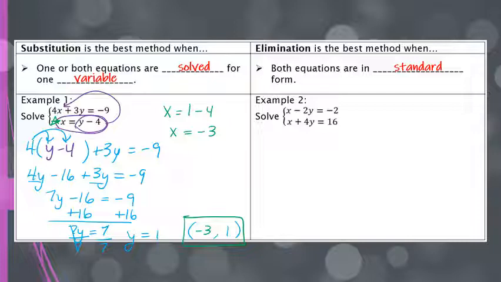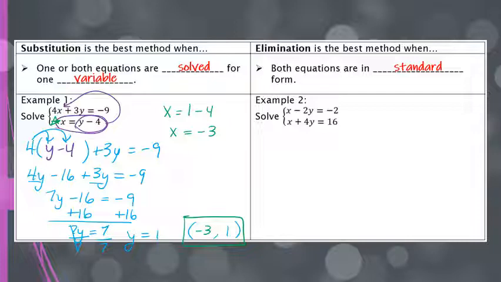So that's substitution. Elimination is the best thing to do when you have equations that are both in standard form. So that means they're both an x, then a y, and then equals a number. A lot of times it's easier to do it that way versus solving the equation and then plugging it back in. So let's take a look at example 2.